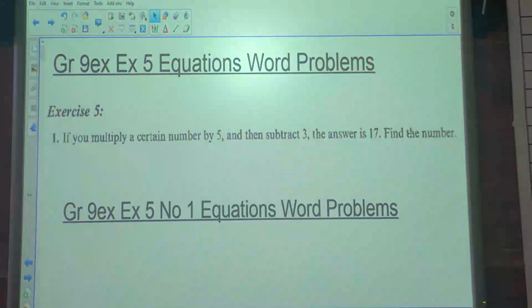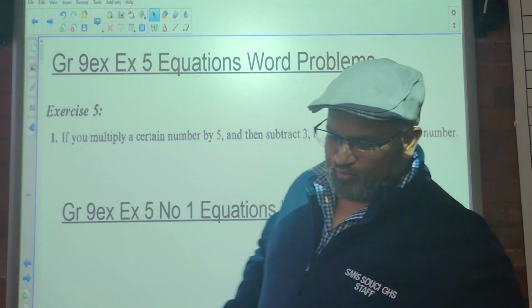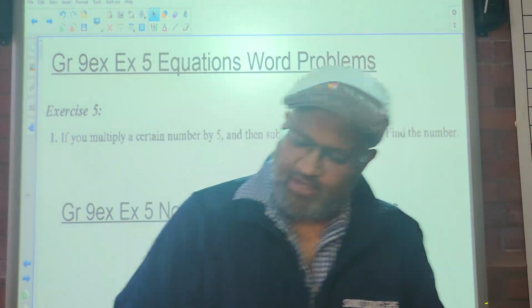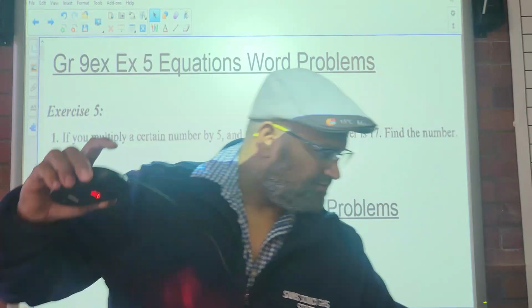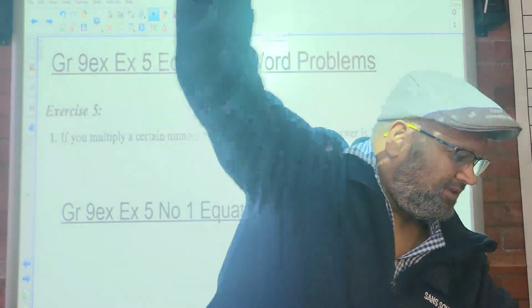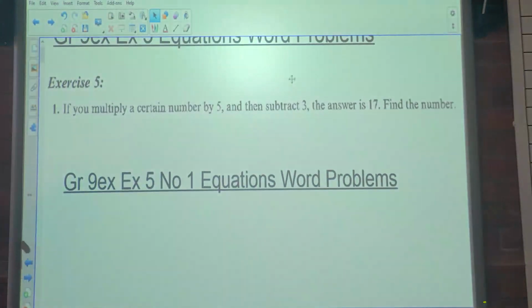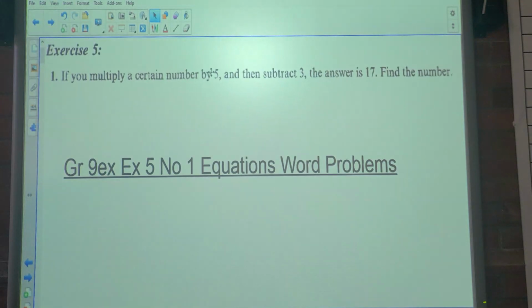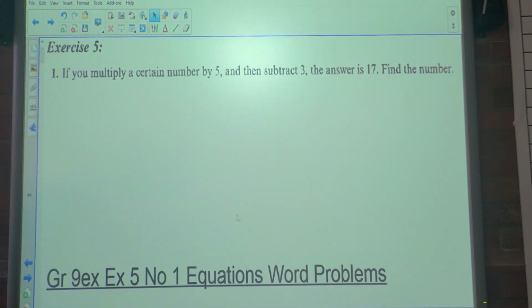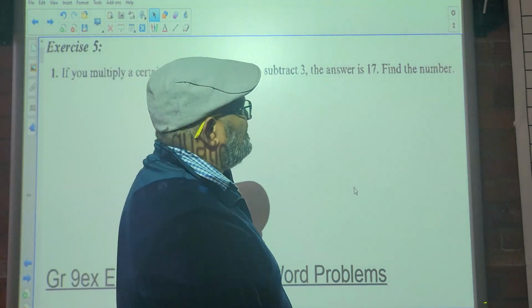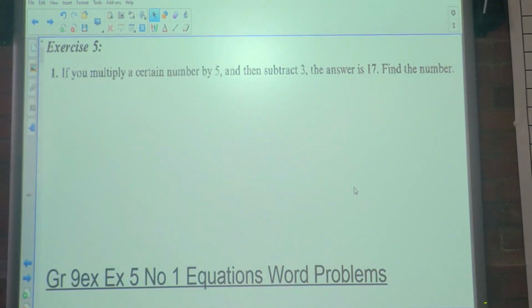Okay, good morning class. So today we're looking at equations, particularly word problems out of exercise 5 of the textbook we are using. Let's go. The first one. We are told if you multiply a certain number by 5 and then subtract 3, the answer is 17. Find the number. Where do we start?